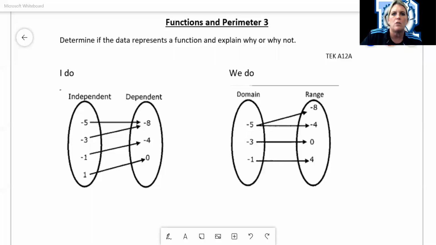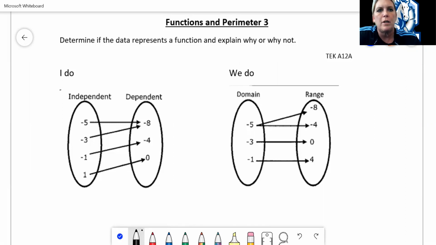Hello, everybody. Today we are going to be working again on functions, determining if something is a function and finding the perimeters of figures and the differences between those perimeters. So first off, let's start here. Let's remind ourselves that it says determine if the data is a function and explain why or why not.